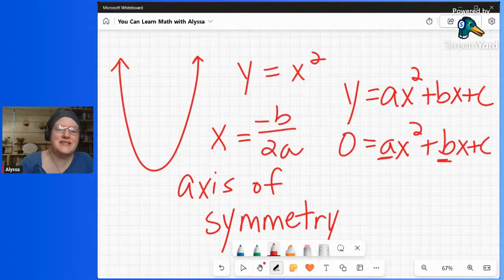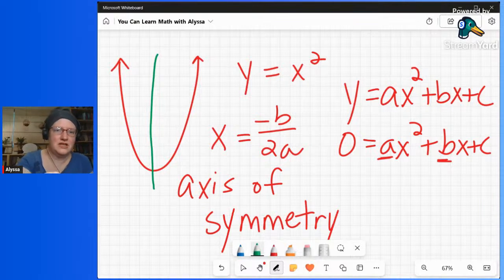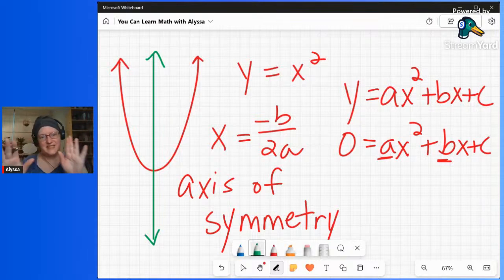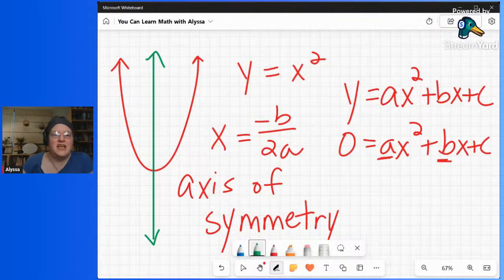The axis of symmetry is the line that you can draw, if you can draw lines, unlike me, that goes straight through a parabola and divides it into two congruent symmetrical parts. They are reflections. Congruent reflections, they are symmetrical. That is the axis of symmetry. And it goes right through the vertex. So finding this axis of symmetry gives us the vertex.